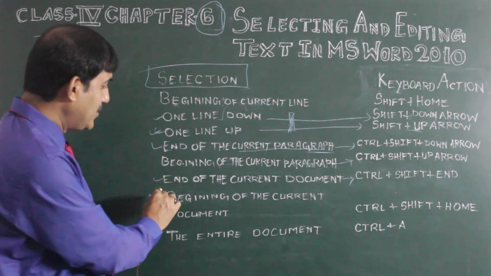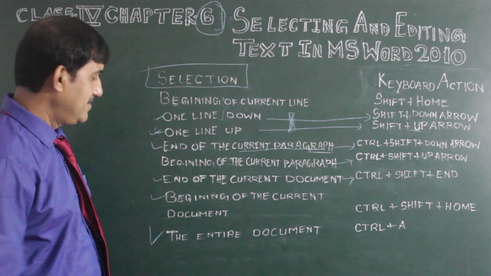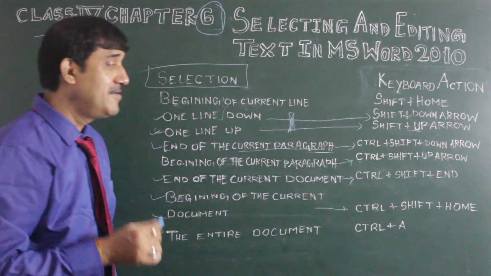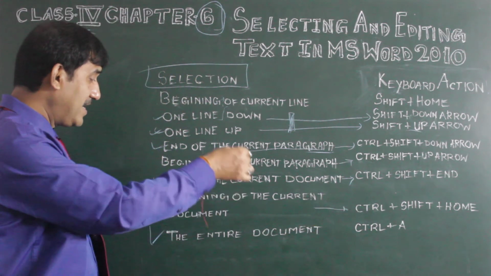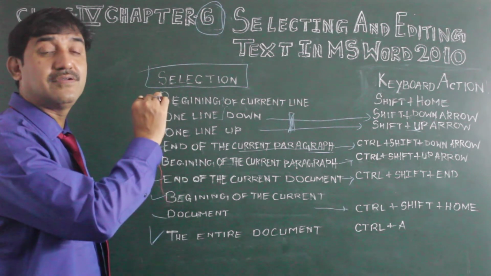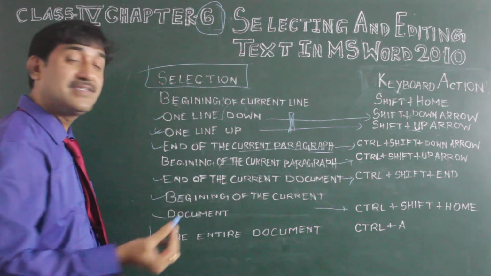Now we come to the beginning of the current document. So, Control plus Shift plus Home. Beginning of the current document. Whichever document you are working on, from where the cursor is, to the starting of the document. Beginning means starting.